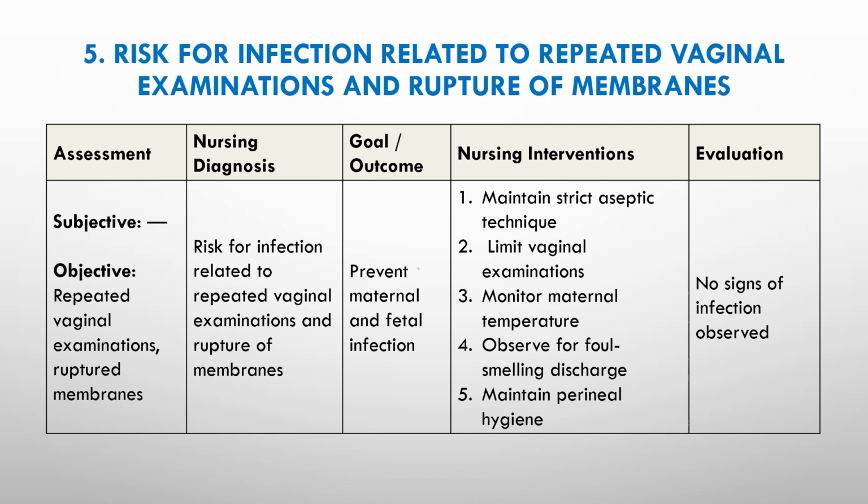The main goal of nursing care is to prevent infection in both the mother and the fetus. Nursing interventions include maintaining strict aseptic technique during all procedures, limiting the number of vaginal examinations, regularly monitoring the maternal temperature, observing for any foul-smelling vaginal discharge, and maintaining proper perineal hygiene. Evaluation is done by confirming that there are no signs of infection observed in the mother or the fetus.